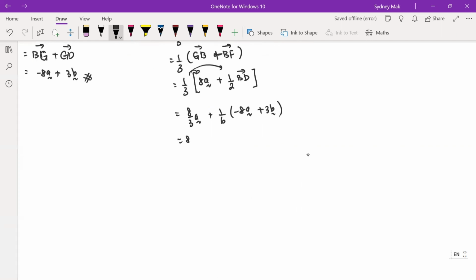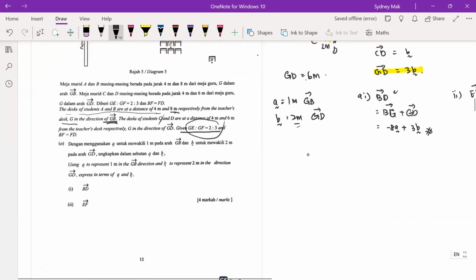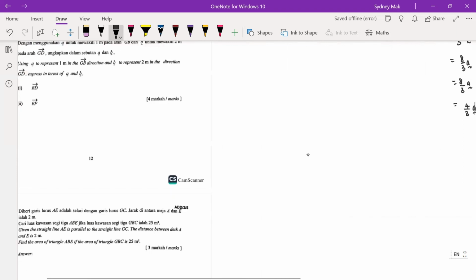So we have 8 over 3A minus 4 over 3A, and plus 1/2 of B. Multiply 1/6 in. So over here we have 4 over 3A and then plus half B. So this is EF. Okay, and next, let's move on to part B.